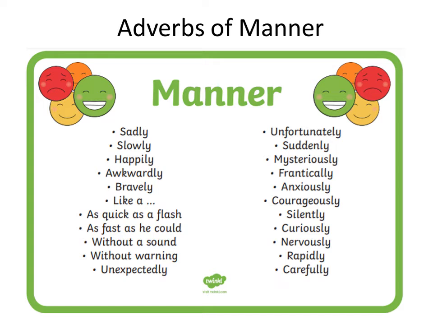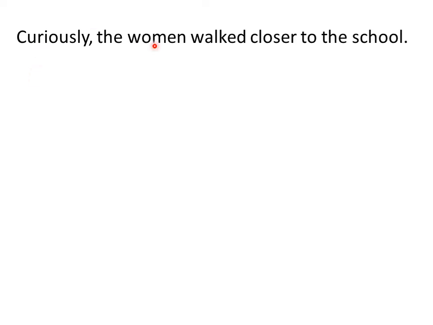Let's have a think how we could start the next part of our story then. So last time I left it as Miss Cartwright saw something bizarre out of the corner of her eye. I am going to choose to use curiously to start my next paragraph. Let's have a look then. So I've gone for curiously and I have got my comma after my adverb of manner. Now what exactly happens? The women, they start walking towards the school, don't they? I'm not going to tell the reader about the tunnel just yet. I'm going to keep them wanting to read more for a little bit longer. Curiously, the women walked closer to the school. That is what happens next.